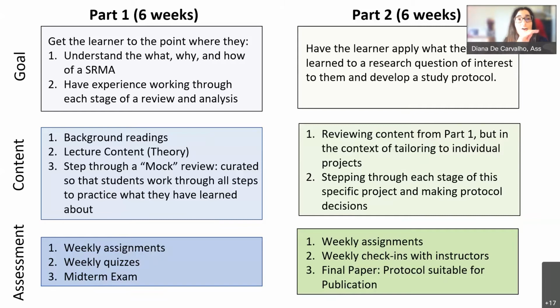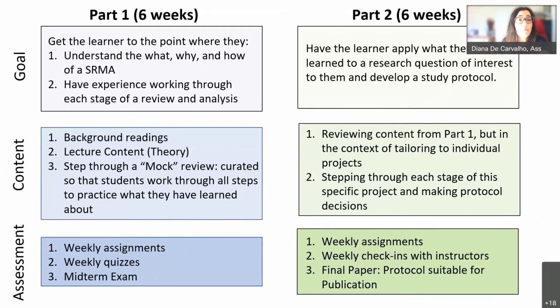And then there's a horizontal alignment, in that we parallel what we get the students to do in part 1, and then part 2 is the application. So we're running through the same steps, but now having them apply it each time to something new. Essentially, part 1 is where our goal is to get the learner to the point where they understand the who, what, and why of the systematic review and meta-analysis, and have some experience of what that feels like at each stage.